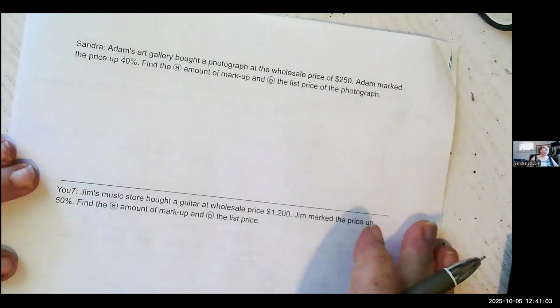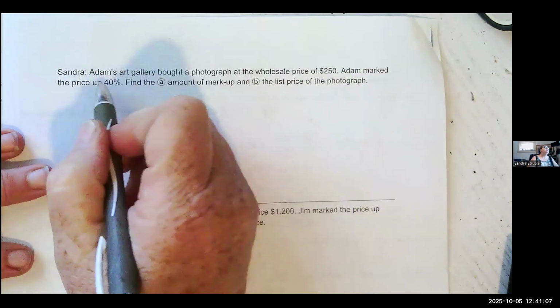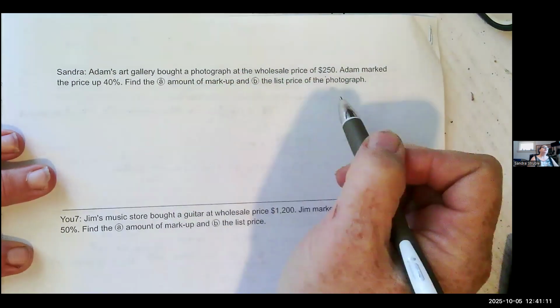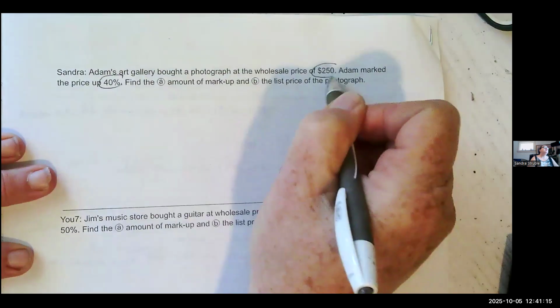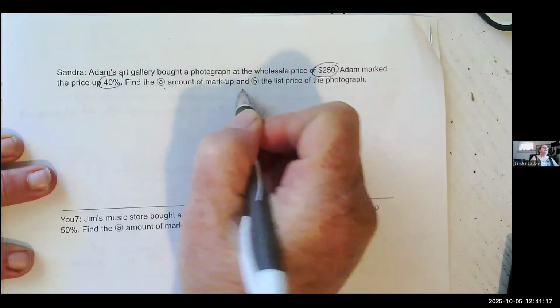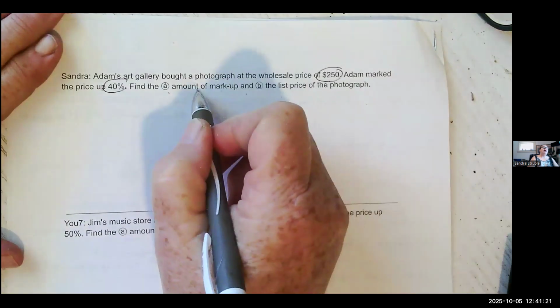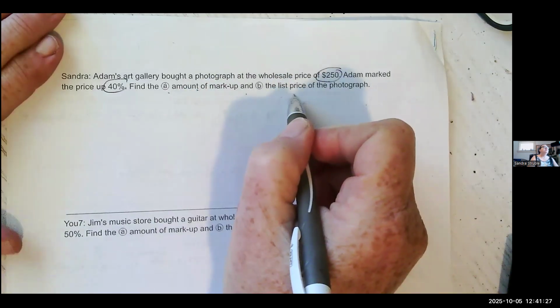We've got Adam's Art Gallery, which bought a photograph at the wholesale price of $250. Adam marked the price up 40%. What's the amount of the markup and the list price of the photograph? So we're just finding out how much Adam's going to mark up the photo, and then the price he's going to sell it for to the public.